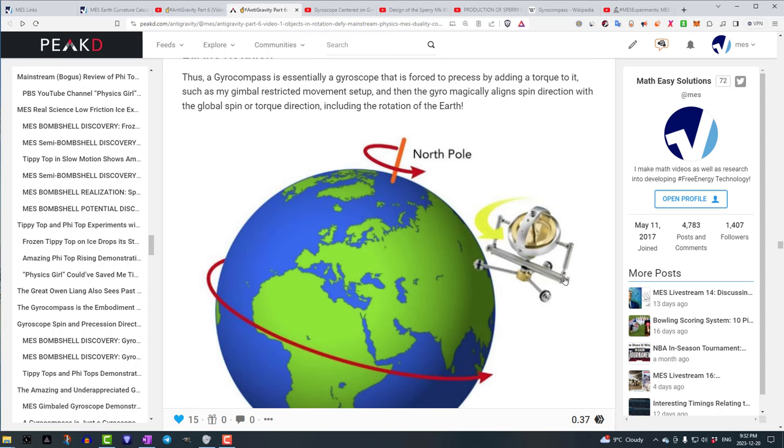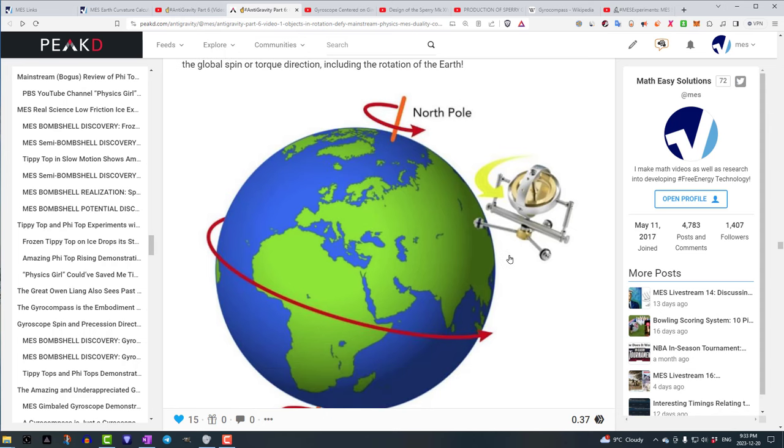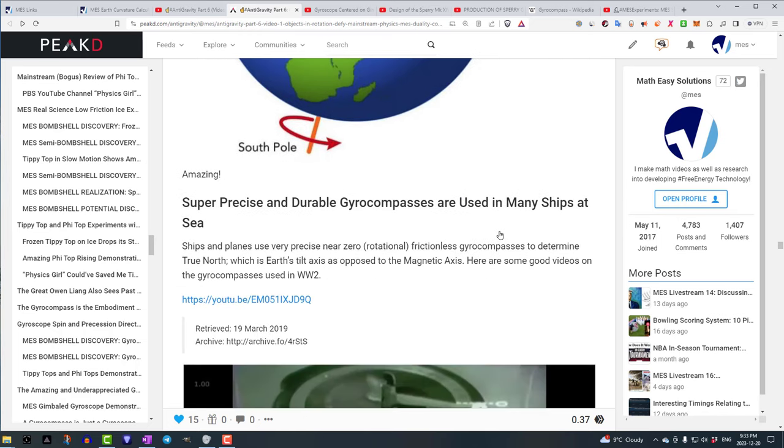It's the same thing as pushing it, and then this is going to move such that it lines up with the Earth's rotation. And also, depending on where it is, you're going to have different speeds of this precession, and you can determine Earth's curvature and so on. All right, so that is the basic principle of a gyrocompass. And now we'll look at actual gyrocompasses.